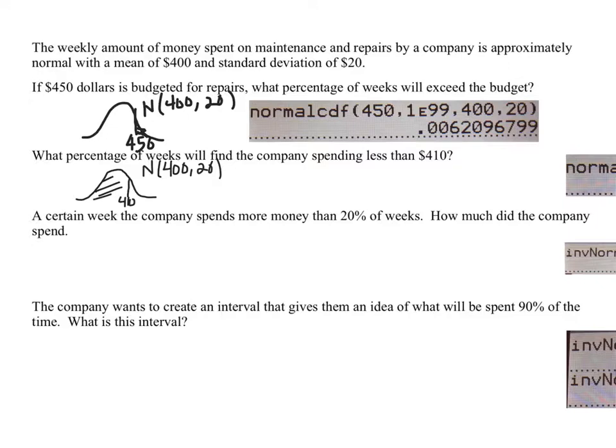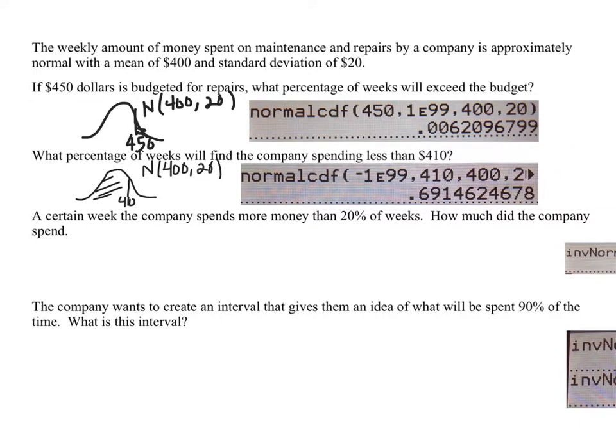Let me drag in my calculator screenshot. And you can see my lower bound was -1 with all that, so it's a very negative number. 410 is the upper bound, 400, and it cut off, but it is a 20 there. So 0.691. So 69% of the time we'll spend less than $410.